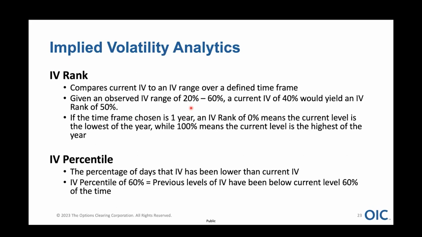So once again, you want to determine where vol is and then apply the appropriate strategy based on your forecast. But let's just say the IV rank, what it does is it compares the current level of implied volatility to its range over a defined period of time, typically about a year. So let's say that over the last year, this particular stock has traded between 20% and 60% implied volatility. And we know that right now the options are trading at about 40%.